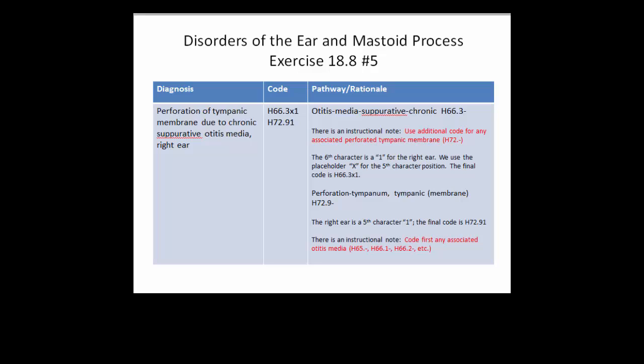In the H66 code, the 6th character is a 1 for the right ear. We use the placeholder X for the 5th character position so that we can have a 6th character. And the final code is H66.3X1. Then the perforation of the tympanum is H72.9-, and the right ear, the 5th character 1, the final code is H72.91. There is an instructional note to code first any associated otitis media, so we know that the H66 code is going to go first, and then the H72 code second.